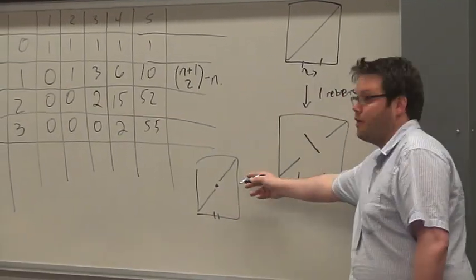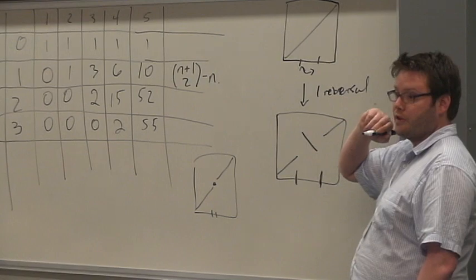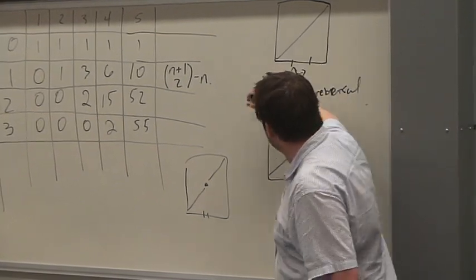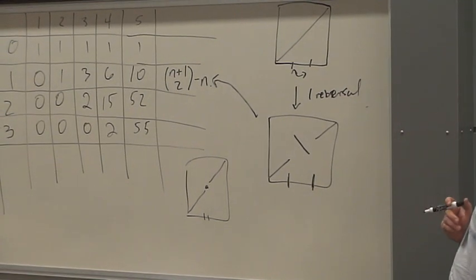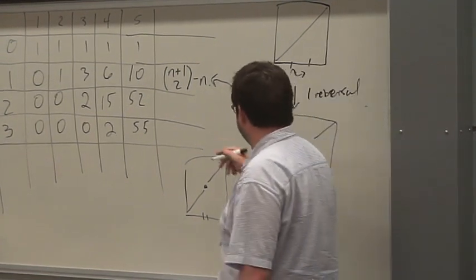And of course, we've already counted this. These are just increasing permutations. So that's why this should be n plus 1 choose 2, which equals n choose n. Well, of course, but I wanted to write it this way.